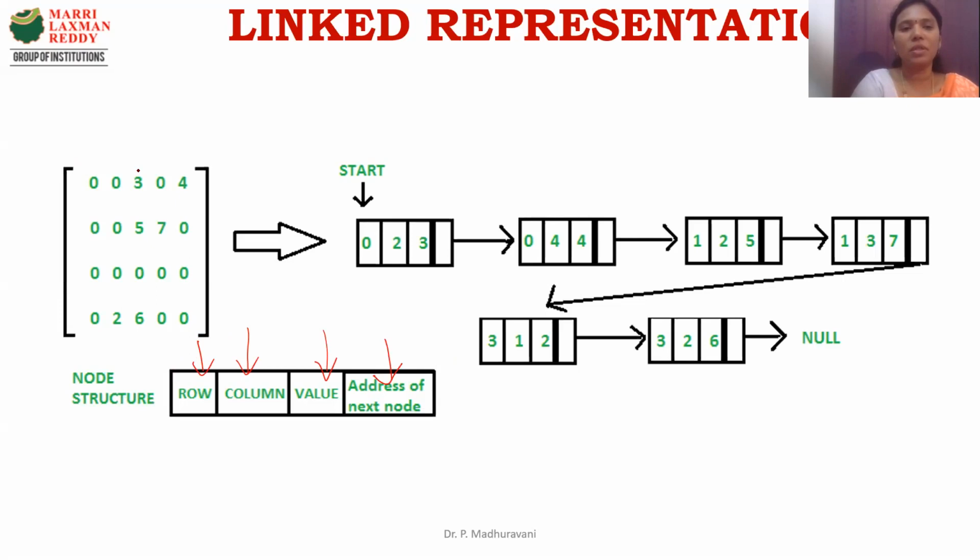Starting from the first non-zero element, which is situated at row 0, column 2, the value is 3. It stores the address of the next non-zero element. The next non-zero element is 4, which is located at row 0, column 4, and the value is 4. Then it is pointing to the next non-zero element. So move down to the next row. In the next row, the non-zero element is 5, hence it is attached to 5, next to 7, and so on. So this is the representation of the sparse matrix.